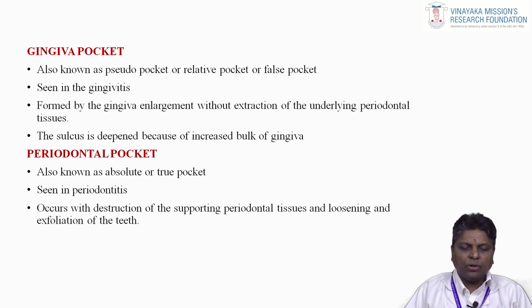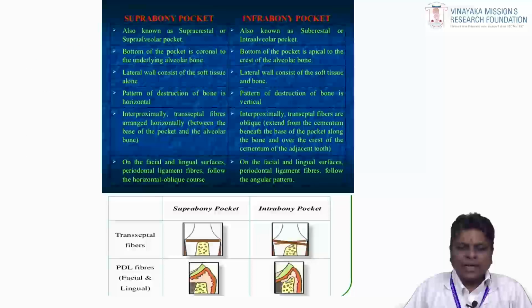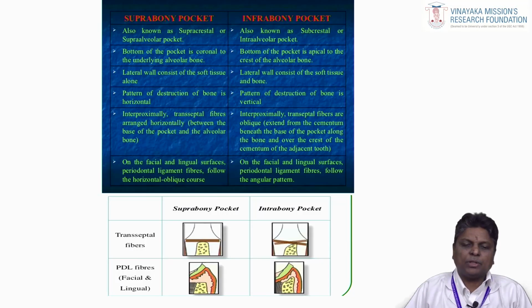I wanted to explain what a gingival pocket and a periodontal pocket are and how they happen, and now we are proceeding to the differences between these two types of pocket. Suprabony pocket means supracrestal or supraalveolar. Infrabony pocket is also called subcrestal or intraalveolar. You can see there is a horizontal bone loss in suprabony, and a vertical bone loss, mostly angular bone loss, in infrabony.